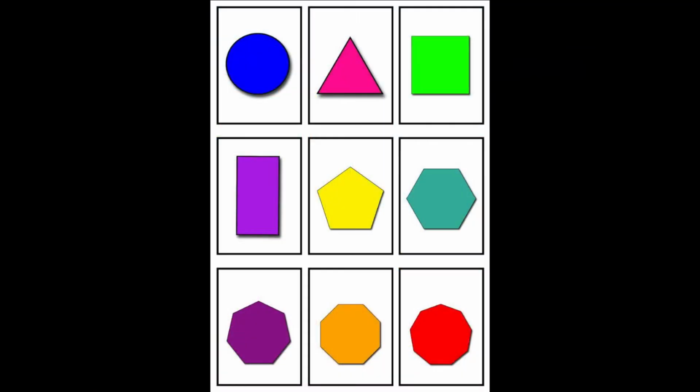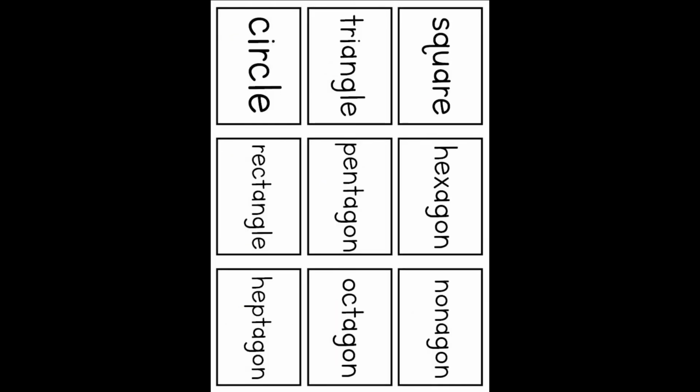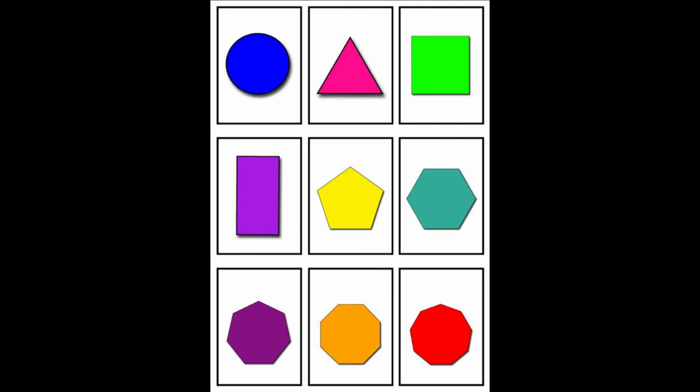Now let's take a look at the printable resources. The pack also includes some flashcard images and words. You can play lots of games with these. You can match the word to the correct 2D shape image. You can sort them by number of sides.